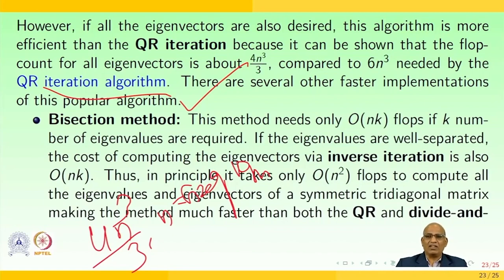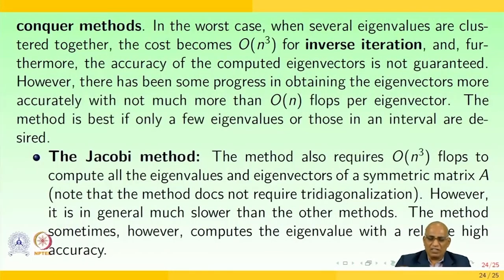Now let us look into the bisection method. This method needs only order of nk flops if k is the number of eigenvalues required. If the eigenvalues are well separated, the cost of computing the eigenvectors by inverse iteration is also order of nk. Thus, in principle it takes only order of n square flops to compute all the eigenvalues of a matrix. Therefore, it can be concluded that the method is much faster than both QR iteration and the divide and conquer method. In the worst case, when several eigenvalues are clustered together, the cost becomes the order of n cube for inverse iteration.